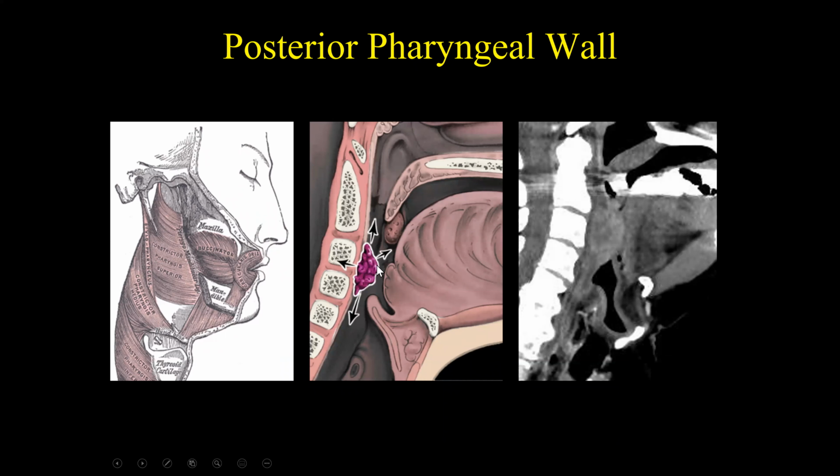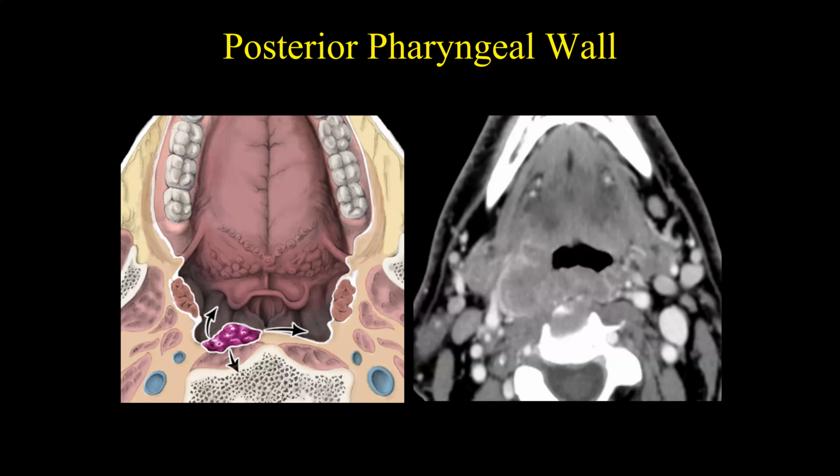This is the next area of the oropharynx, which is the posterior pharyngeal wall. And this part of the posterior pharyngeal wall is predominantly formed by the middle constrictor muscle. So this is a schematic illustration of a posterior pharyngeal wall carcinoma, and this is a sagittal reconstruction of a large posterior pharyngeal wall carcinoma.